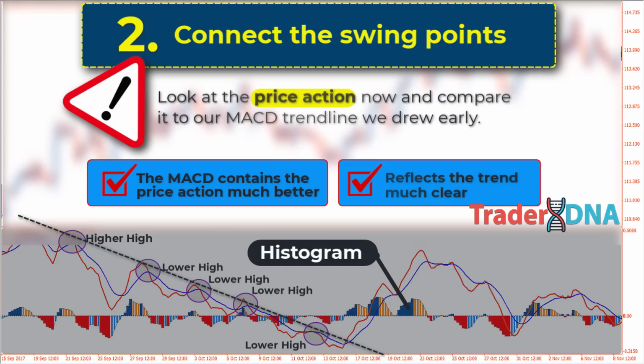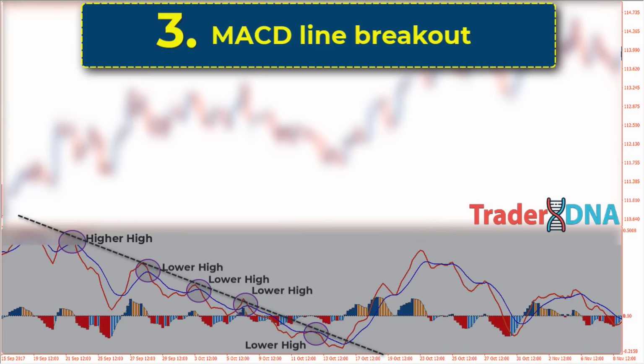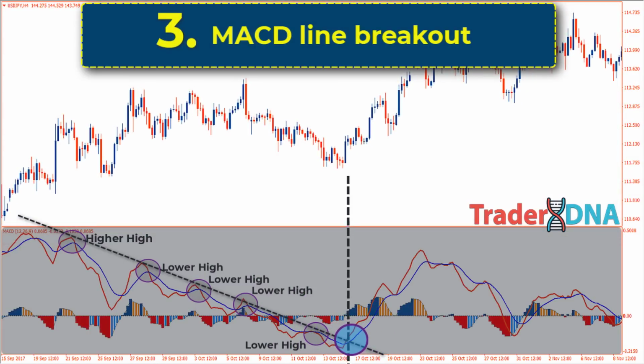But at this point, we're still not done with the MACD indicator, which brings us to the critical part of our MACD Trendline Breakout Strategy. Step number 3. Wait for the MACD line to break above the trend line. Entry at the market price as soon as the MACD line breaks above.